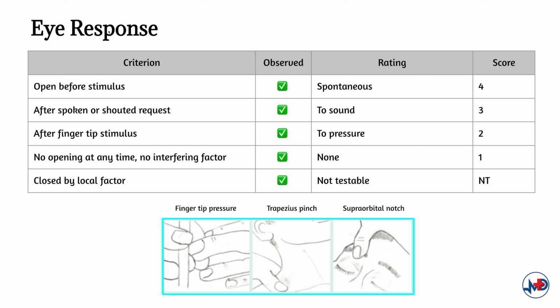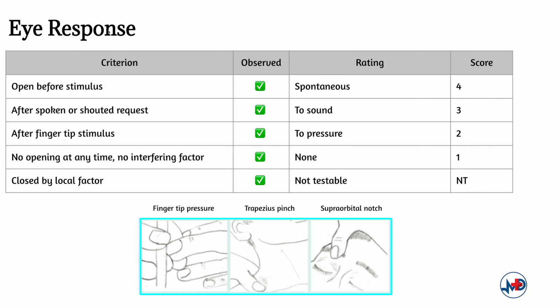If no eye opening to call, tap the patient's shoulders or apply some pressure over the patient's fingertips or the supraorbital notch. If the eye opens to pain stimulus, that will mean a score 2. And if no eye opening at all despite calling or applying pain stimulus, that means it's a score 1.